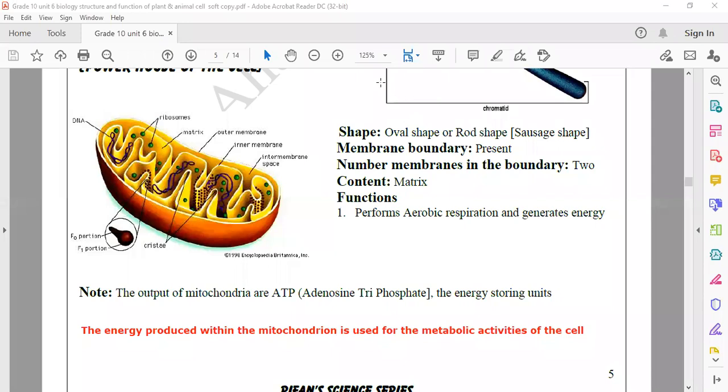Aerobic respiration means, Asik, I told you, no. Later, in another lesson, you will fully know about aerobic respiration. I told you. At the moment, you just get to know that aerobic respiration is there. It is generating energy. By aerobic respiration, it produces energy.